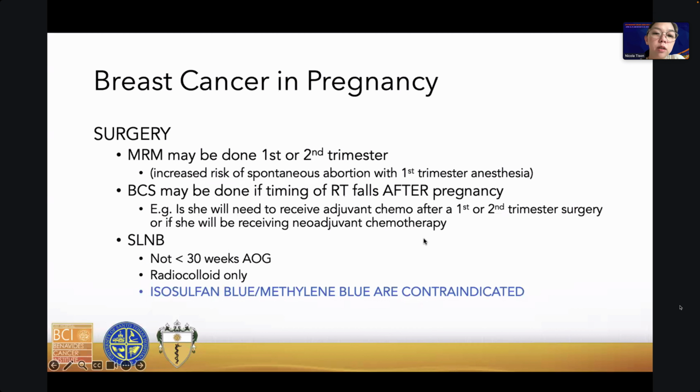So actually, what's important for you to know about managing breast cancer in pregnancy is knowing the timing, the duration of the treatment, so that you can offer all best options to the patient. Sentinel lymph node biopsy is not done when the pregnancy is less than 30 weeks age of gestation, and we only use radiocolloid. All the blue dyes are contraindicated in pregnancy.